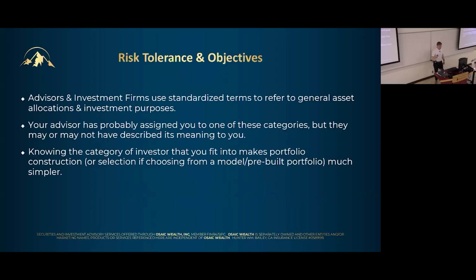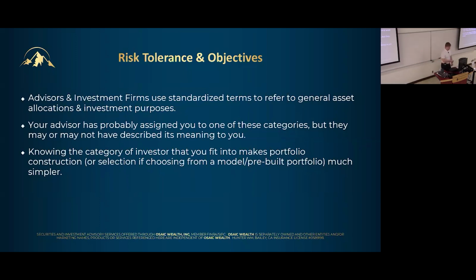So advisors and investment firms use standardized terms to refer to general asset allocations and investment purposes. These will probably be familiar to you if you've ever met with a financial advisor or you've done some research on the topic. So your advisor has probably assigned you to one of these categories, but they may not have described its meaning to you. A lot of the time it just has to do with aligning a risk tolerance, making sure that we're following our fiduciary duties and having everything line up for you. So it's a good way to categorize the level of risk that you're taking and what you're trying to accomplish with your assets.